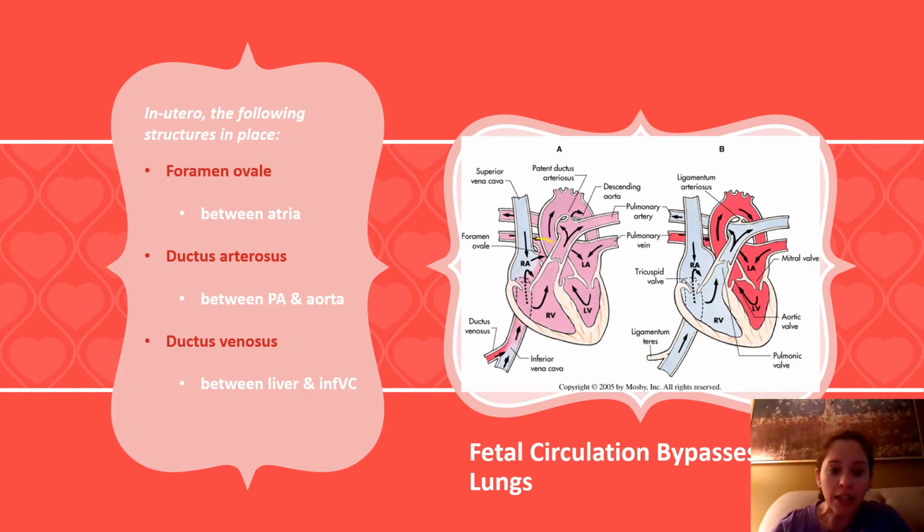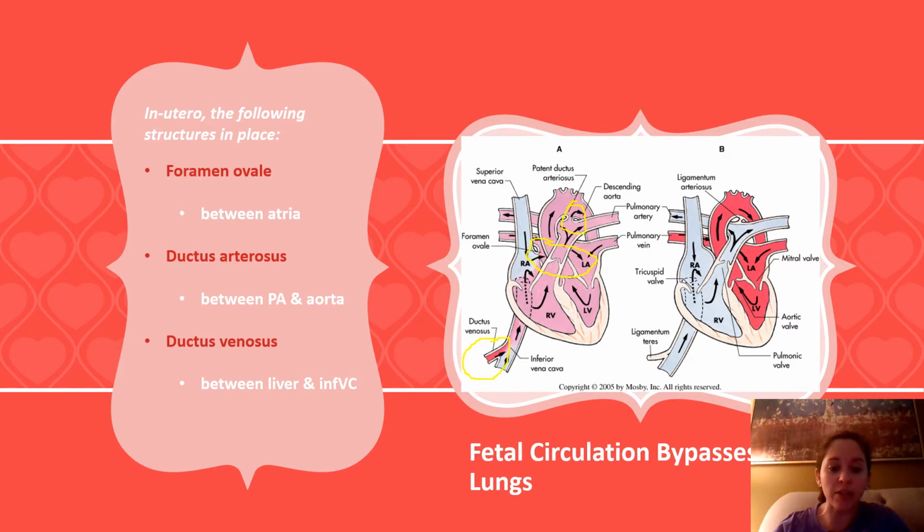When you look at the picture that we have in front of us, the foramen ovale is this little connection between the two atria. We also have the ductus arteriosus, that is a connection between the pulmonary artery and the aorta. And then we also have the ductus venosus, which connects the liver and the inferior vena cava.